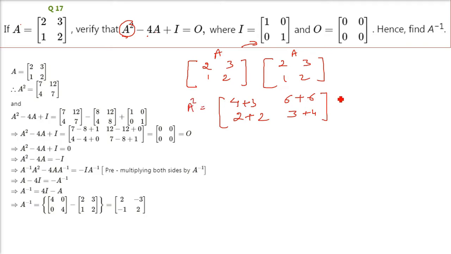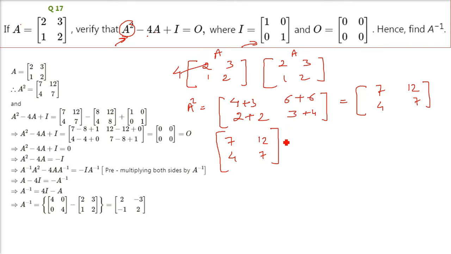A square will be what? It is going to be 7, this is 12, this is 4, and this is 7. A square. Now we have to put this in this expression or identity. So I am putting A square here, then subtraction with 4 into A. A is this matrix, so we'll multiply this with 4.